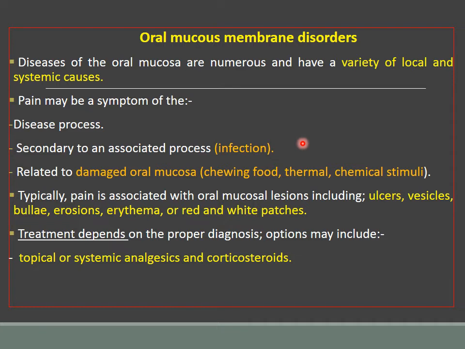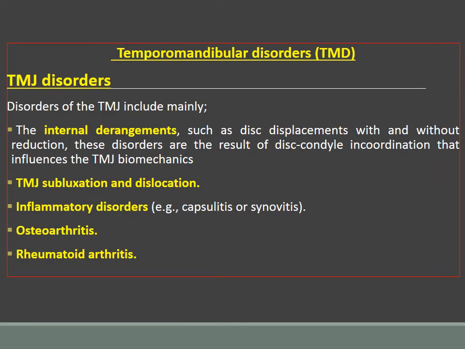Treatment depends on the proper diagnosis، يعتمد التريتمنت على الدايجنوزيس، ممكن يكون systemic وممكن يكون local، and options may include topical or systemic analgesic or corticosteroid according to the condition. So the oral mucous membrane is one source of orofacial pain. Another source, which is a near concern for the dentist, is the TM joint problem and its diseases.